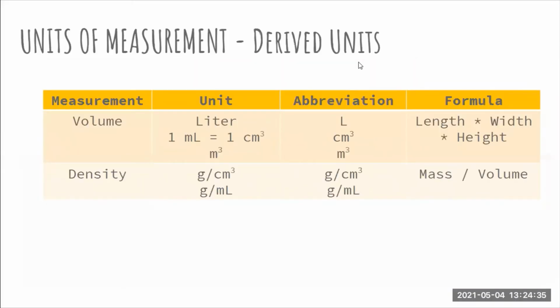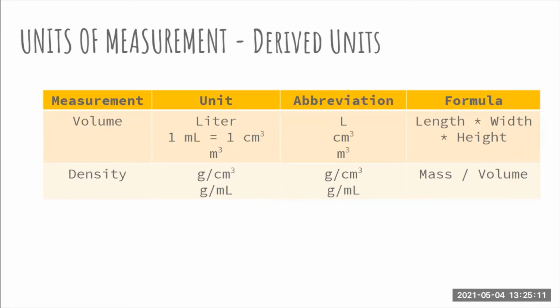Okay, and now we're going to talk about derived units. Derived units often have a formula, or they're measured in a combination of base units. So volume, one of the main units is a liter, and although you can directly measure liters, the reason volume is considered a derived unit is that it's also a combination of lengths. Length times width times height gives you a volume, a cubic volume, so like centimeters cubed or meters cubed.